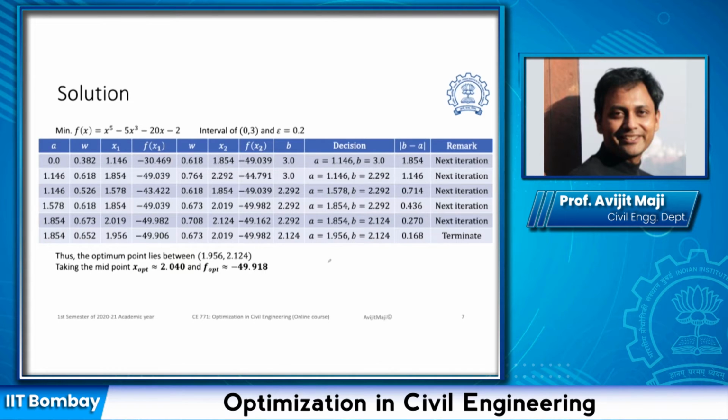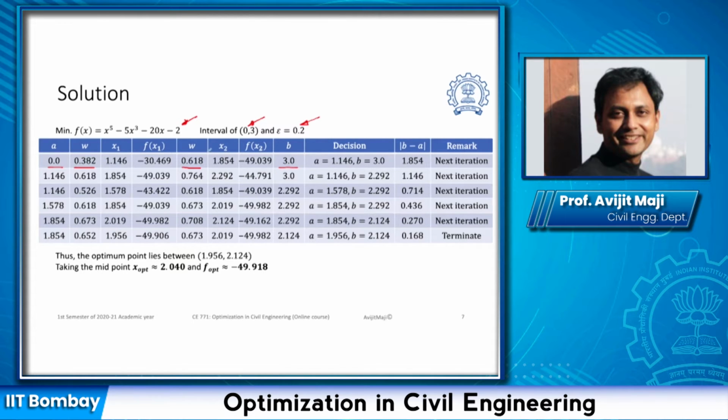In this you will see that, as we had said, this is our objective function, this is our interval, and this is the precision we want to achieve. And once we map the lower and the upper boundary, which is 0 and 3, to 0 and 1, then we can estimate the two W values.